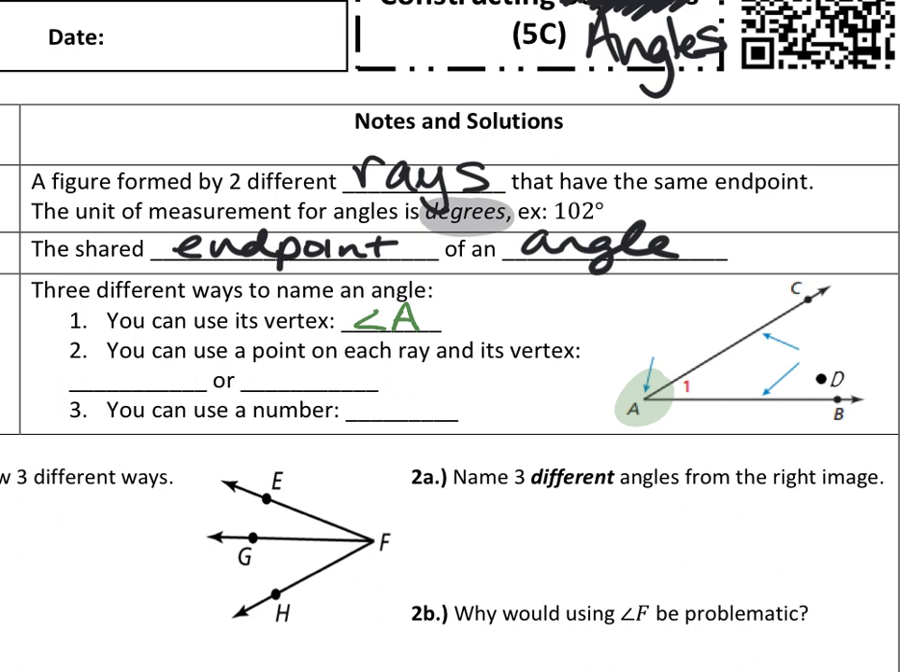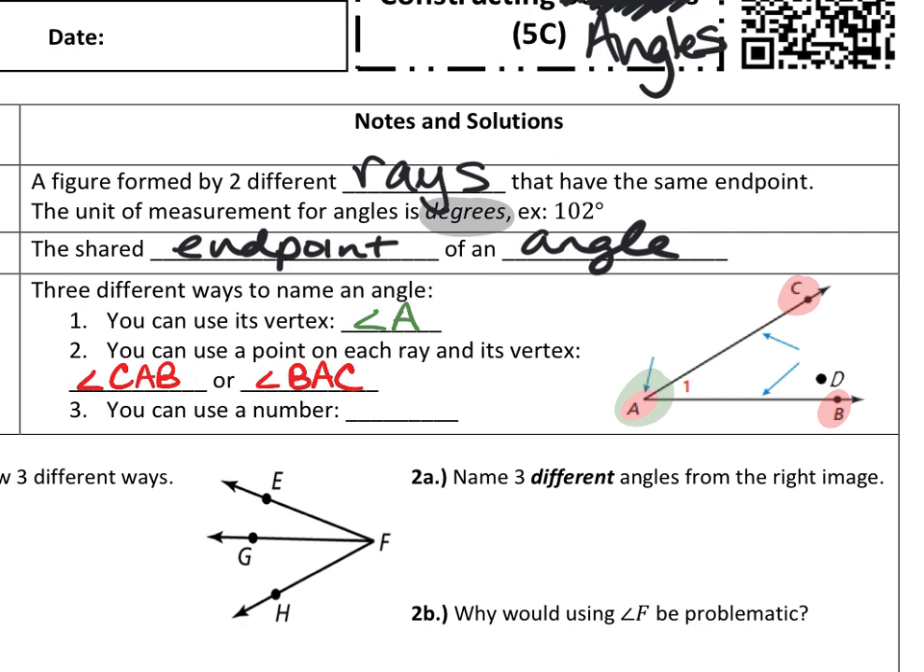We can also choose to name it using a point on each ray and its vertex in a particular order. So for example, I could say C, A, B. So I would name it angle CAB. Or I could just reverse those letters, angle BAC. What do you notice is in the middle of both of these triples of letters? A. Why is A going to be in the middle? Because it's the turning point, right? It's called its vertex. The vertex has to be in the middle.